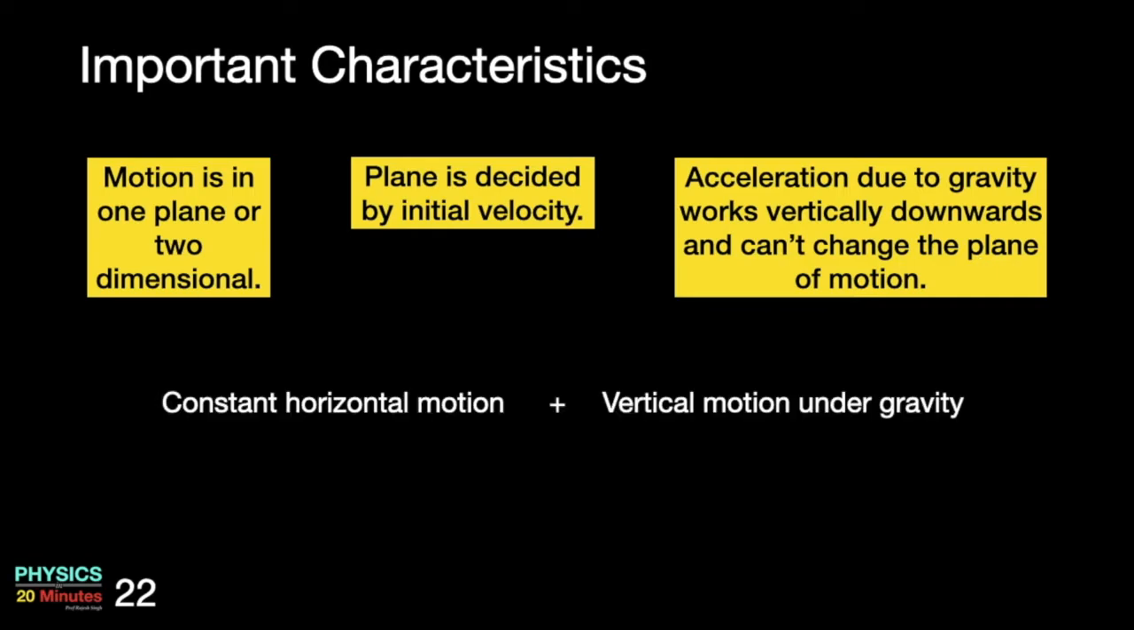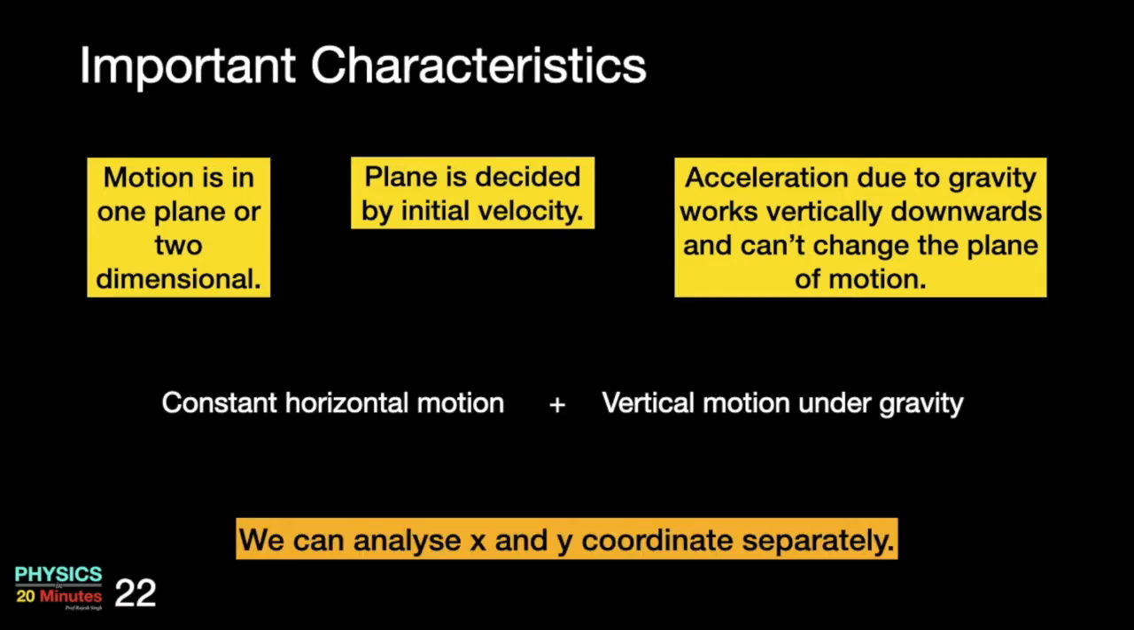The motion of the projectile can be split into two components. One is a constant horizontal motion, and the second is a vertical motion under gravity. Remember, since we ignore air resistance, the horizontal motion remains constant. So we can analyze the x and y coordinates and analyze the two dimensions independently.